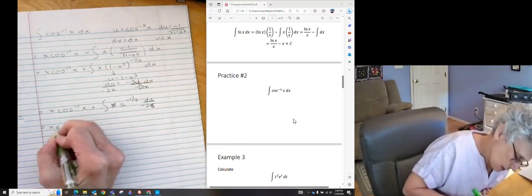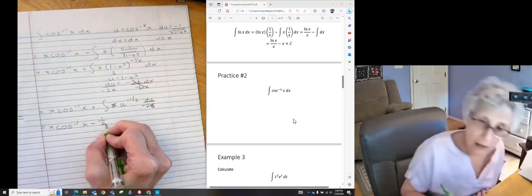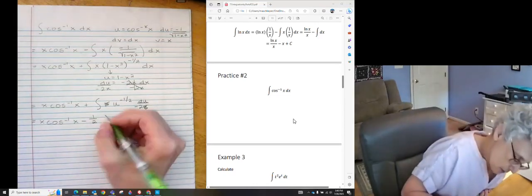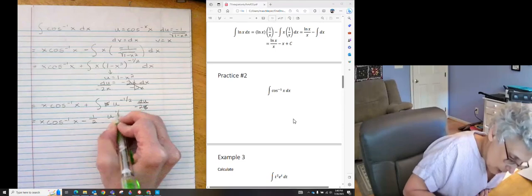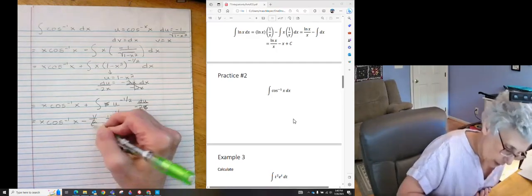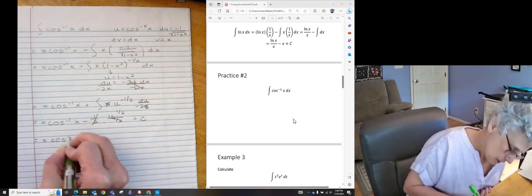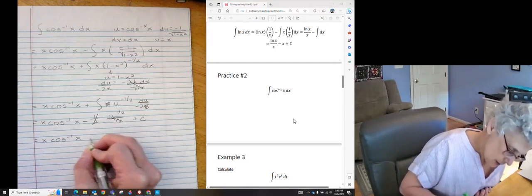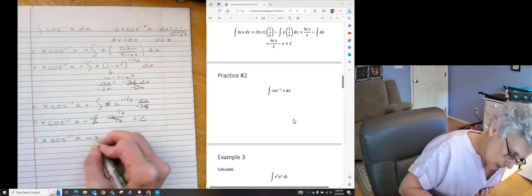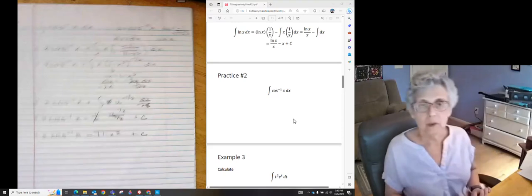I have x inverse cosine of x minus 1/2 comes out in front. I add 1 to the exponent, divide by the new exponent. So u to the positive 1/2 over 1/2 plus a constant. So that cancels with that. And I end up with x inverse cosine of x minus u to the 1/2, and u is 1 minus x squared plus a constant.